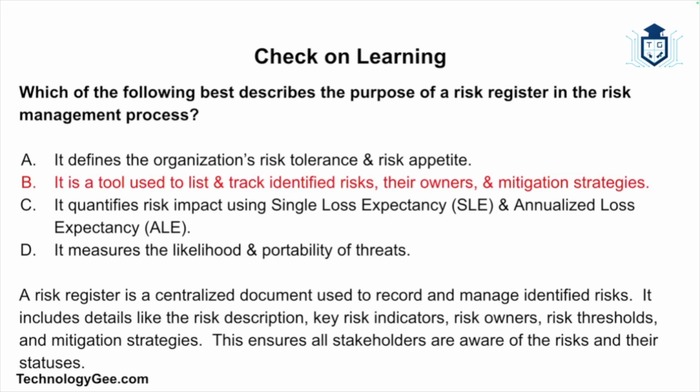And the correct answer is it is a tool used to list and track identified risks, their owners, and mitigation strategies. So a risk register is a centralized document used to record and manage identified risks. It includes details like the risk description, key risk indicators, risk owners, risk thresholds, and mitigation strategies. This ensures all stakeholders are aware of the risks and their statuses.